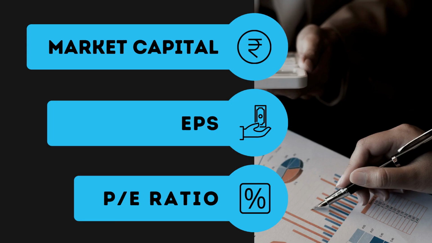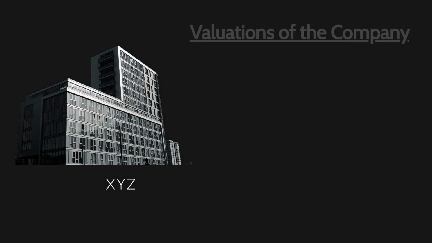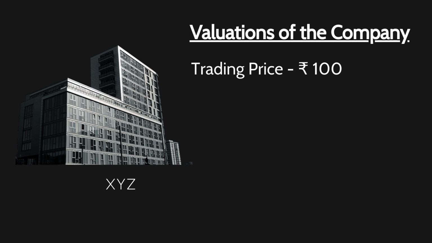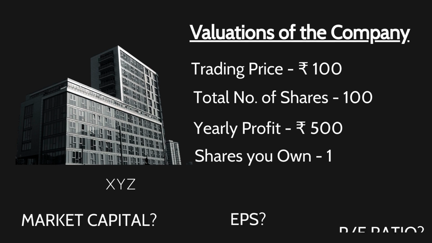Now before going to each individual topic, let me give you an example for checking what is market capital, EPS and P by E. Say suppose there is a company called XYZ which is trading at 100 rupees per share. The price of the company is 100 rupees and there are a total of 100 shares for that company, and it makes a yearly profit of 500 rupees. And in that company, say suppose you own only one share, then let's calculate what is market capital, what is EPS and what is P by E ratio for that company.